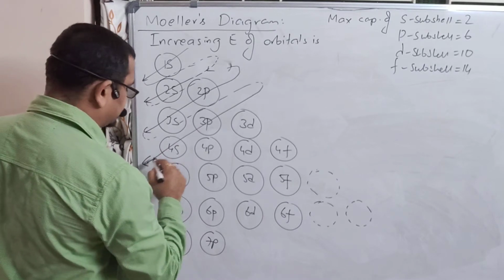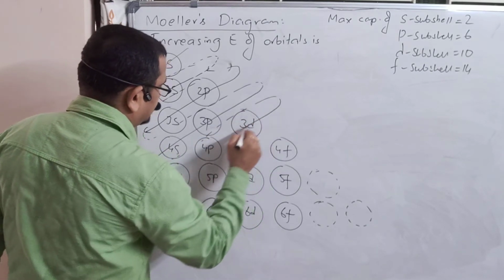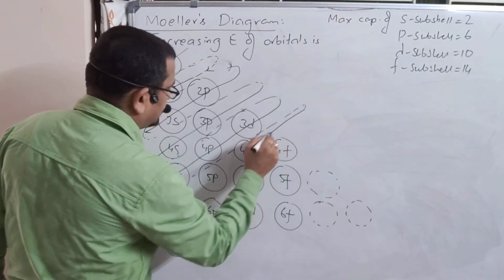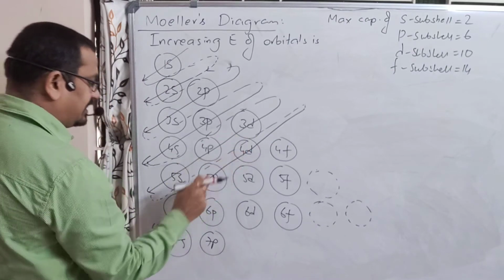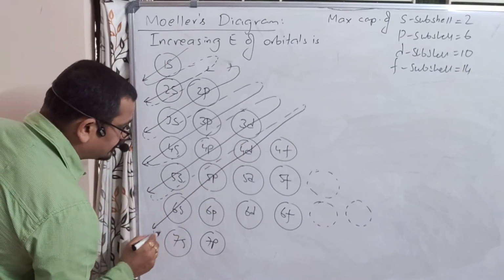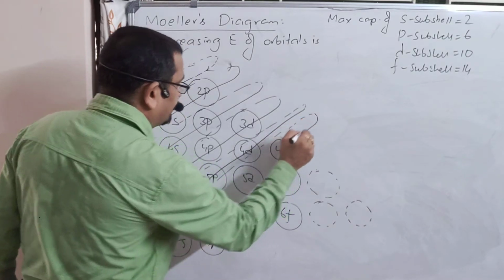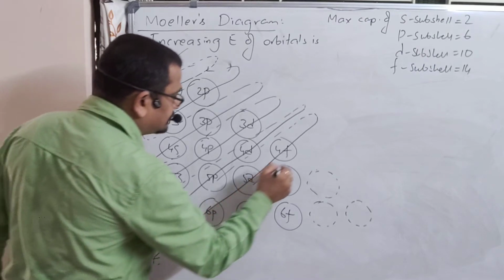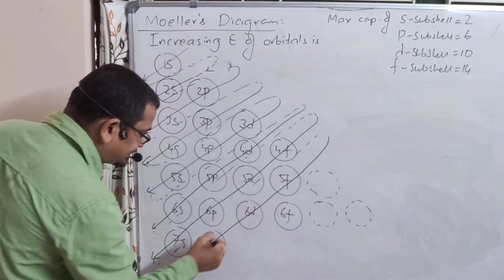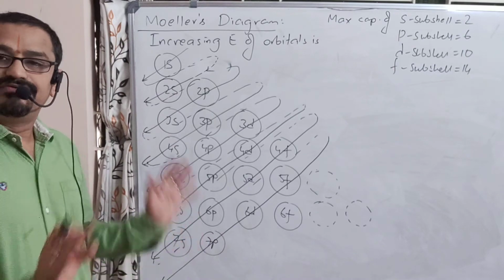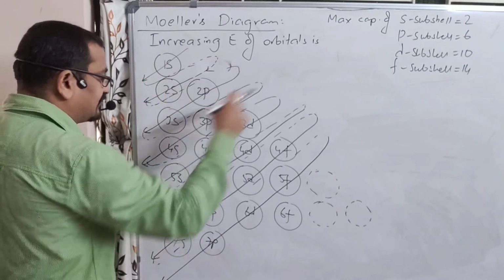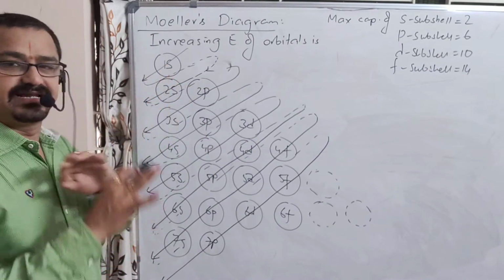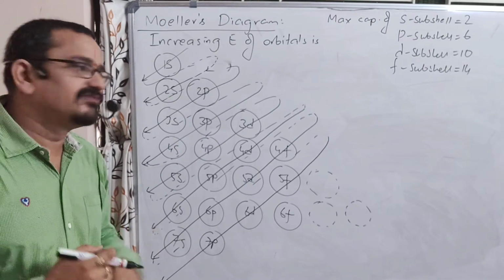After 4s, you take a turn, 3d, 4p and 5s. Again 4d, 5p and 6s. Again 4f, 5d, 6p and 7s. And again 5f, 6d, 7p, so on. So if you follow this diagram, this is the running sequence. Direction also you should be very careful. Using this diagram, you can easily write the electronic configuration of any heavier element.